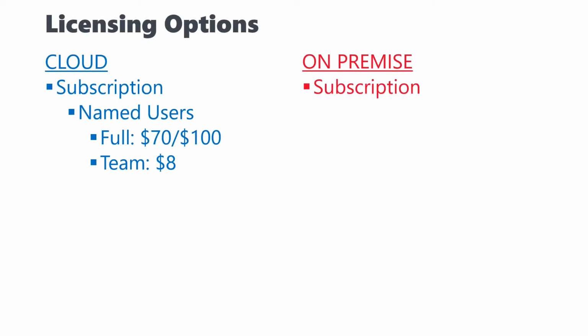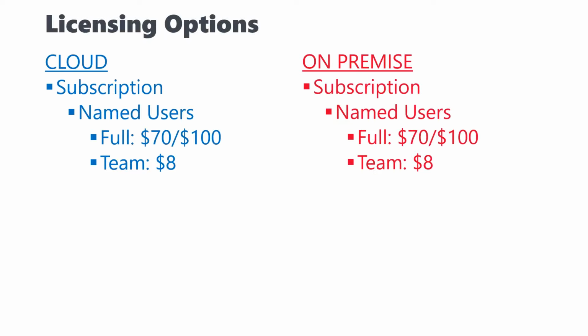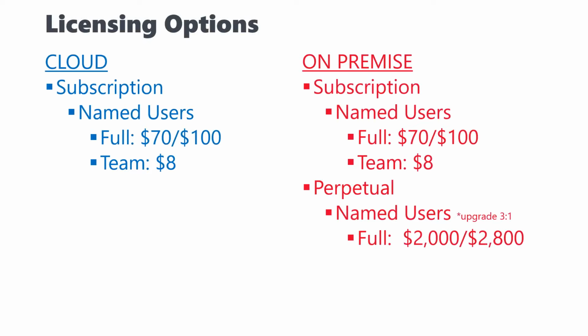On-premise, subscription pricing is also available, also named user for the same user pricing. However, for on-premise, you can also use what's called perpetual pricing, which is purchasing the software upfront. This is again based on named users.